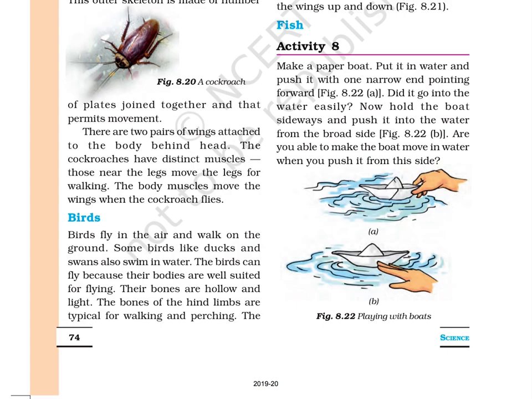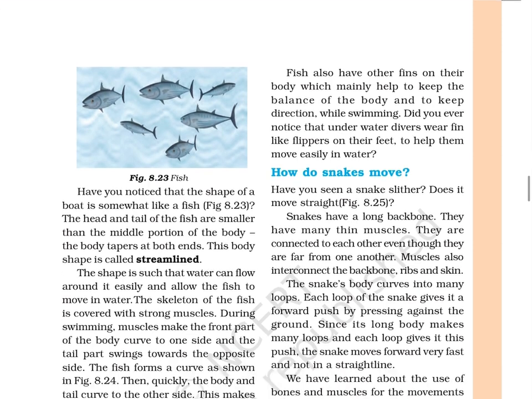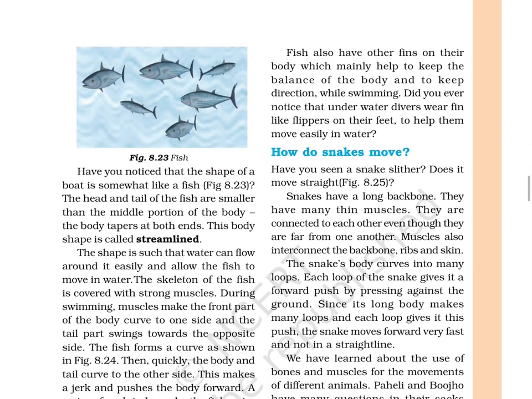Page 75. Figure 8.23 shows fishes. Have you noticed that the shape of a boat is somewhat like a fish? Figure 8.23. The head and tail of the fish are smaller than the middle portion of the body. The body tapers at both ends. This body shape is called streamlined. The shape is such that water can flow around it easily and allow the fish to move in water.